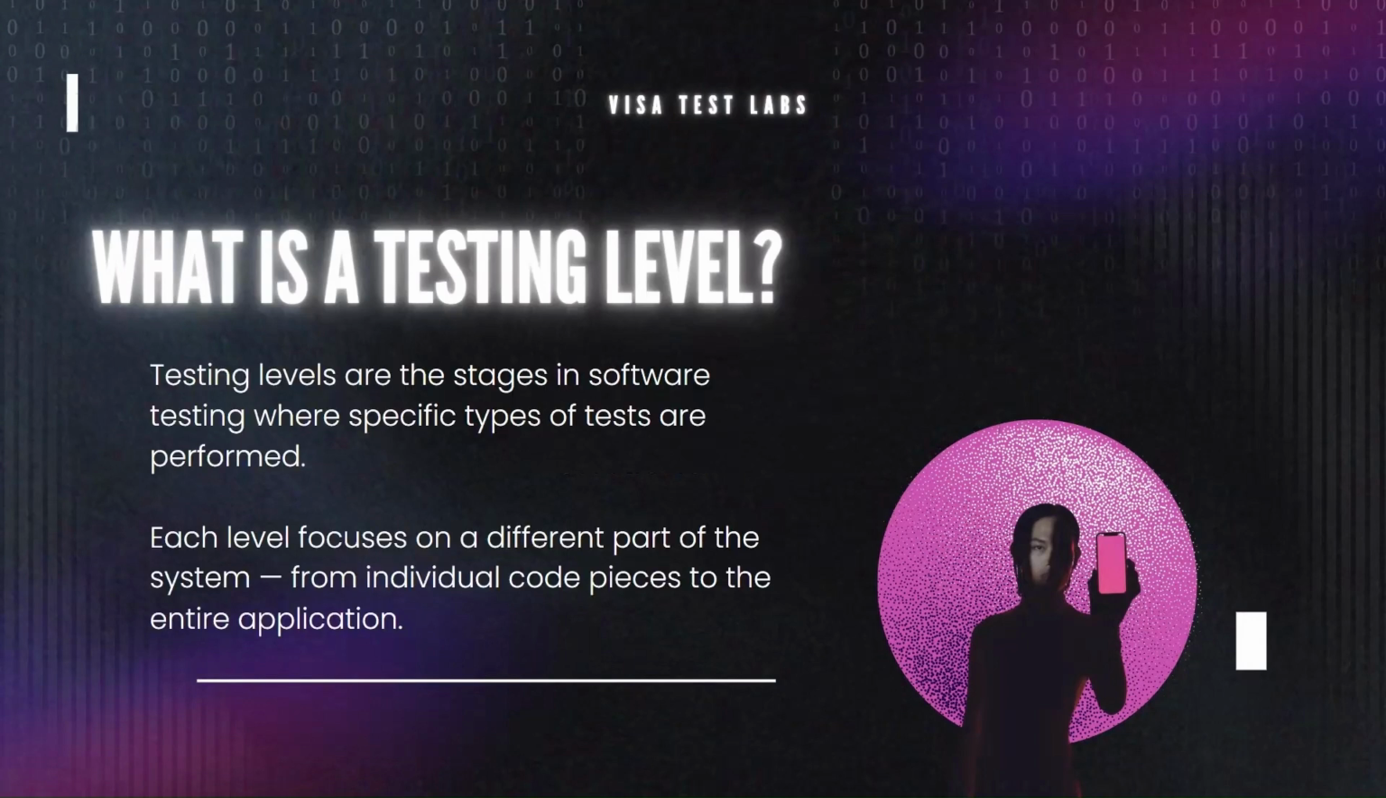So, what is the definition of testing level? I will give you a small, easy definition. Testing levels are simply the stages in software testing which are applied when a product is being developed. Each level focuses on a different part of the system and its functionalities, and how it interacts with other components. So, let's go deeper and see what the four types of testing levels are.